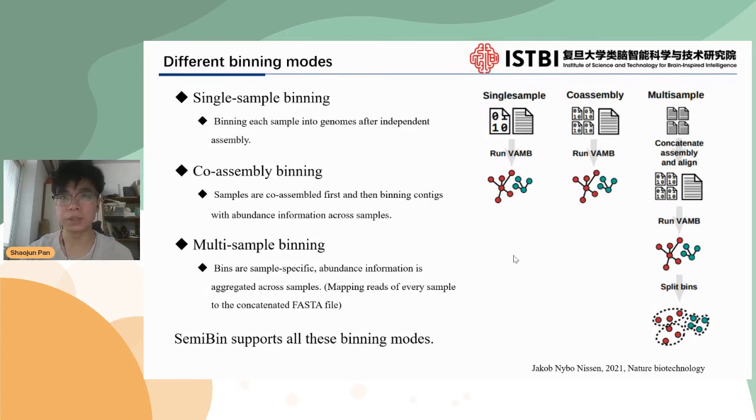And multi-sample binning means that bins are sample-specific and abundance information is across samples. Here, SemiBin supports all these binning modes, and we benchmarked SemiBin in all these binning modes.